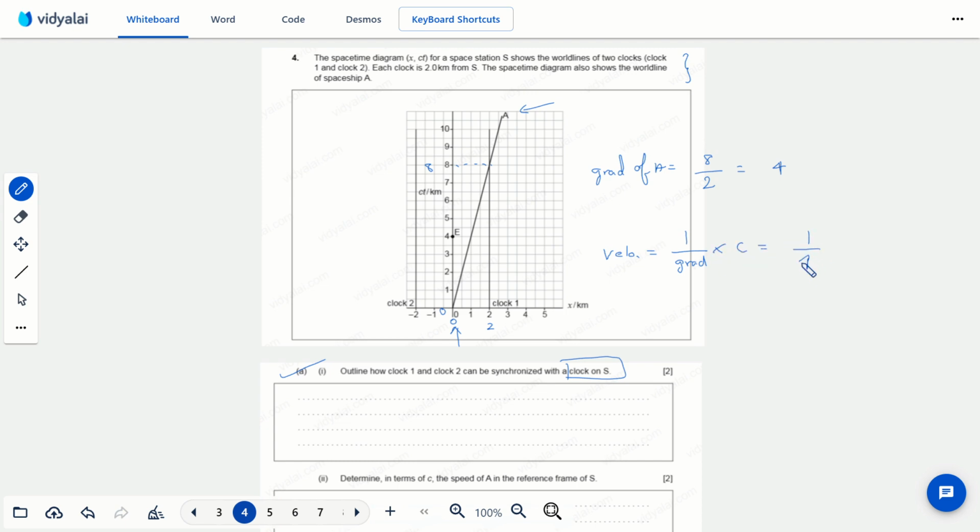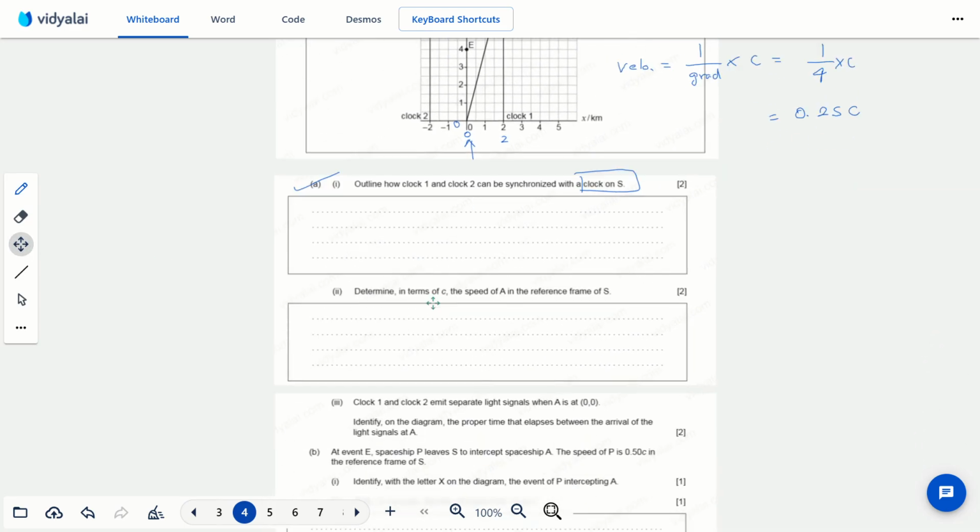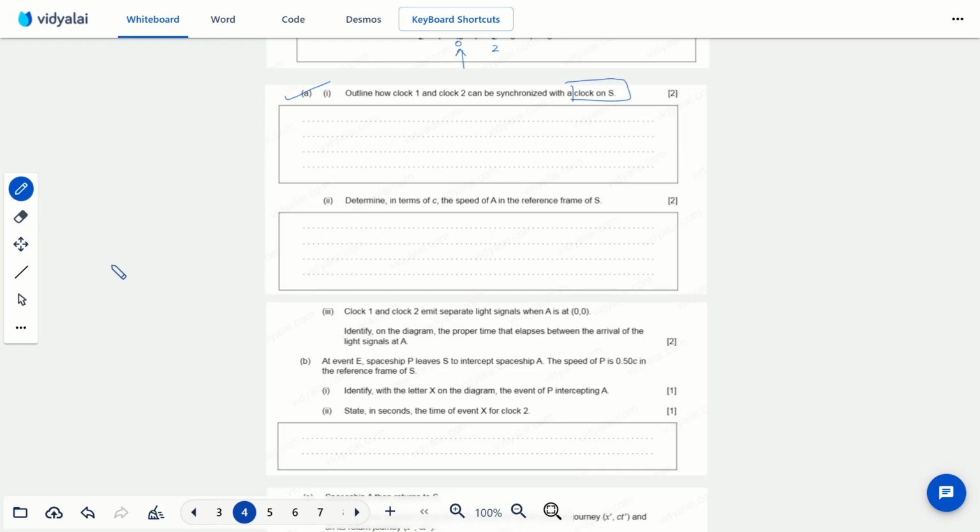So it's 1/4 times c, which is 0.25 times c. So 25% the speed of light. That is the relative velocity of A according to S. The third part says that the two clocks emit separate light signals when A is at 0, and just keep in mind that these two light signals are emitted simultaneously from clock 1 and clock 2. Identify on the diagram the proper time that elapses between these two signals.